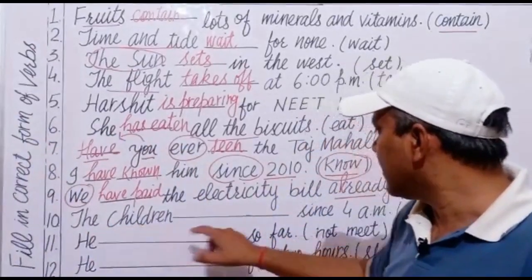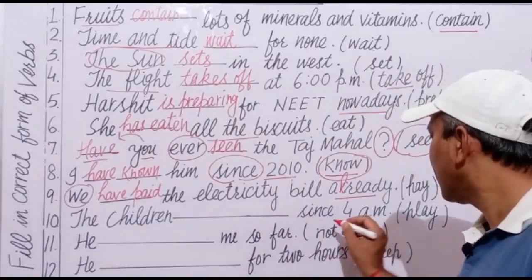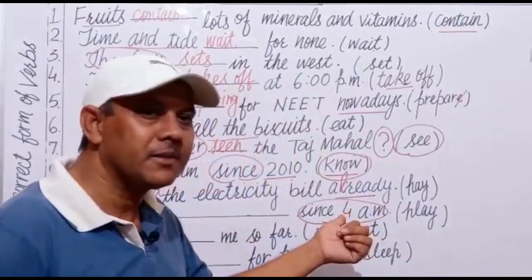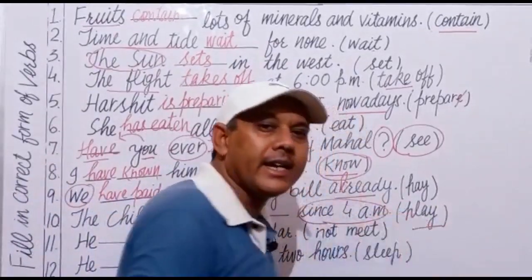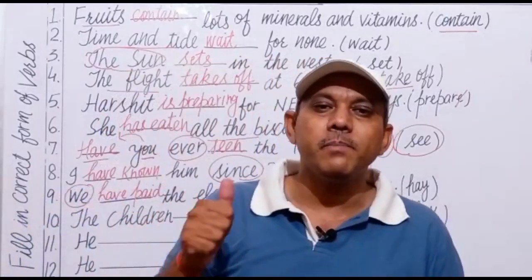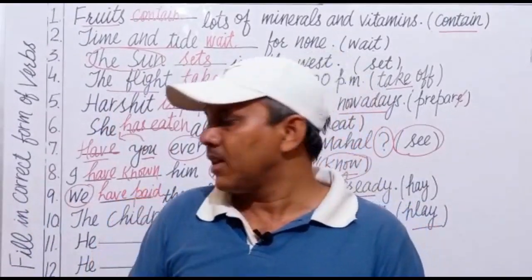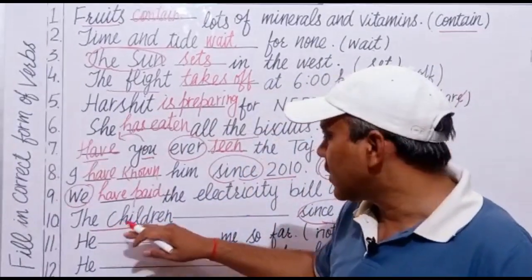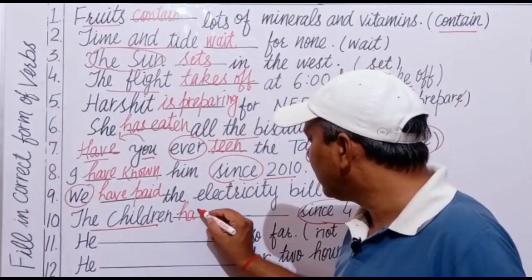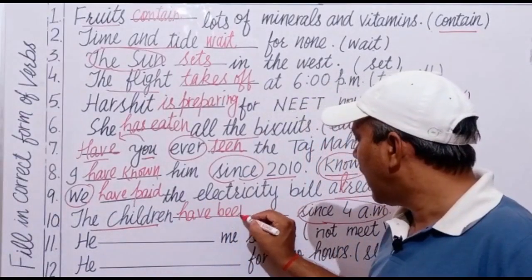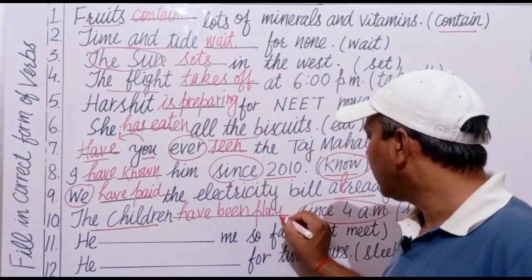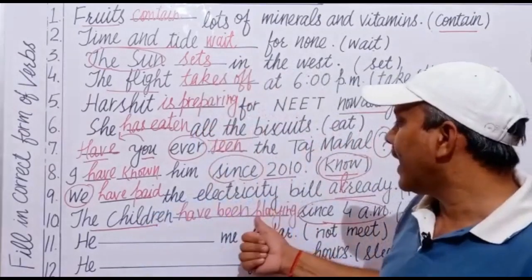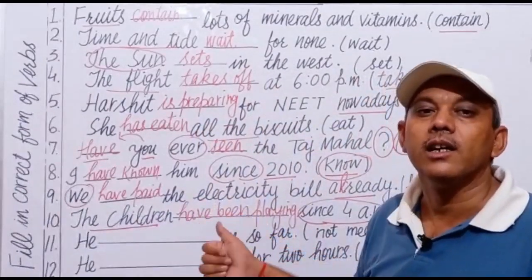Next is: the children dash since 4 AM. Again the time phrase since, a point of time phrase, is given here and the verb is play. It means we can use present perfect continuous tense in this sentence, and the subject is plural, children. The children have been playing since 4 AM. In this way, we can use present perfect continuous tense in this sentence.